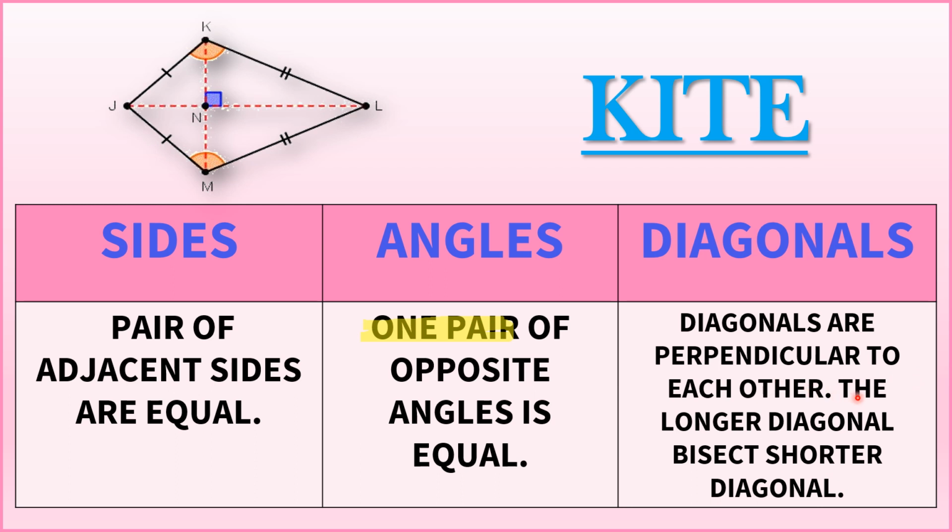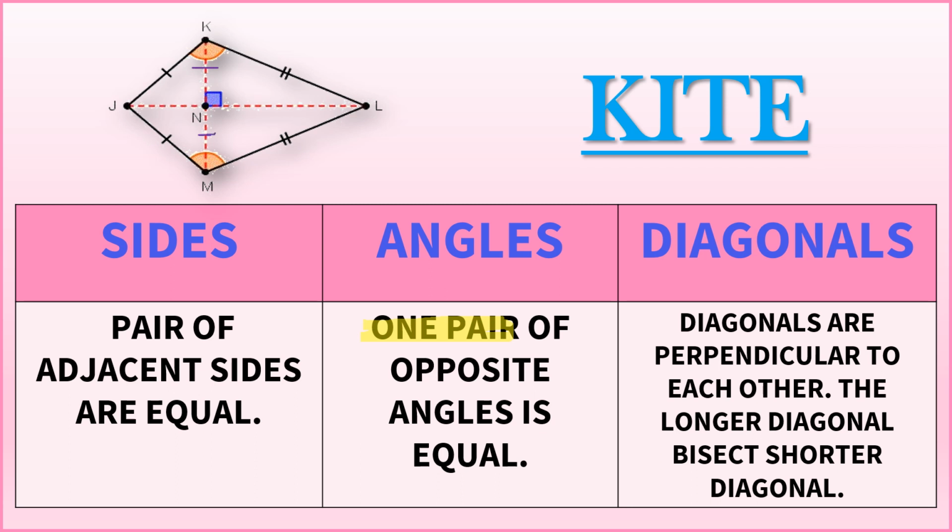Okay, and the longer diagonal bisects the shorter diagonal. Diagonals are perpendicular to each other, but they don't bisect each other. But the longer diagonal, this longer one, will bisect this shorter diagonal. Now what does it mean? If it happens like that, then what does it mean? It means that this will be equal to this.